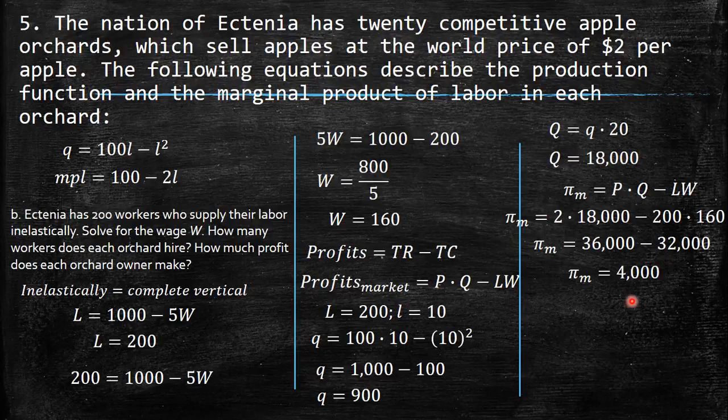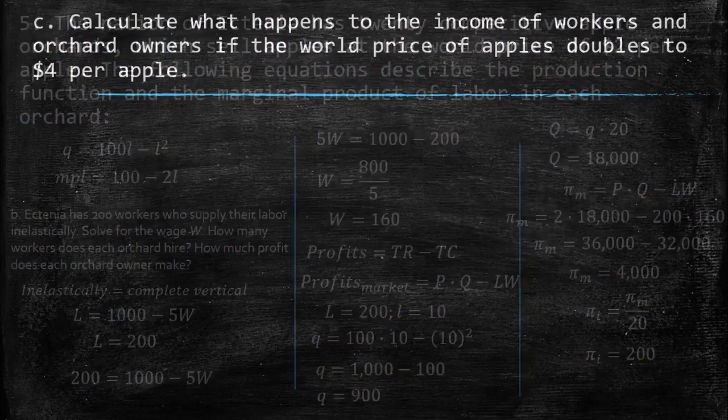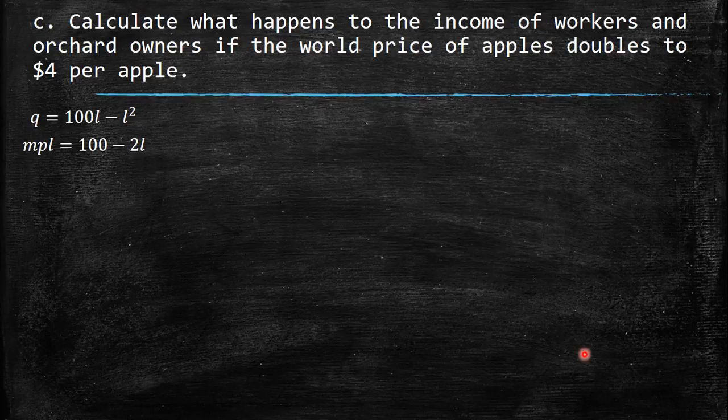And then what about the orchard owners? Each orchard should be this one over 20. Then the profit of each individual should be exactly equal to the profit of the market over 20. Then each orchard will produce, or will take for that production, 200, sorry. Then here we have the same equations.